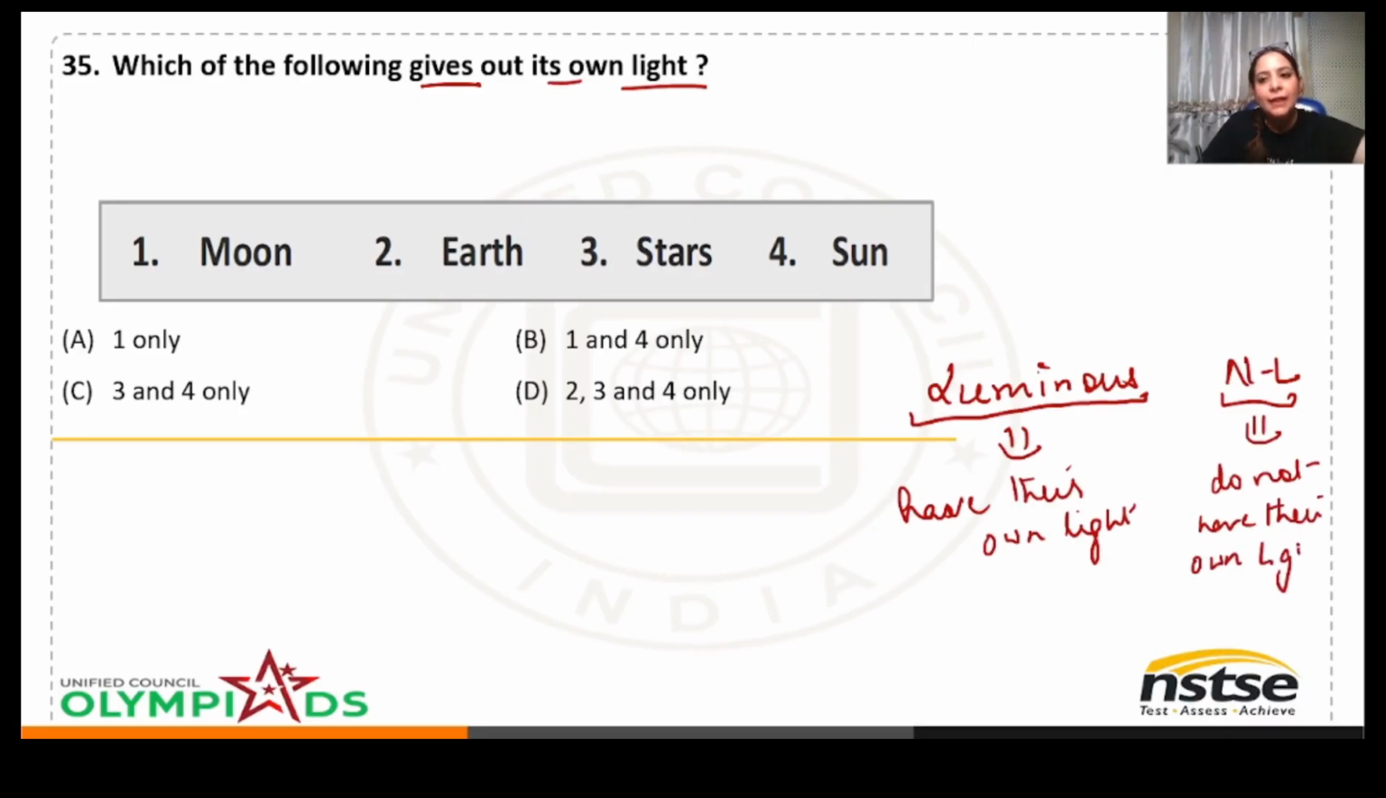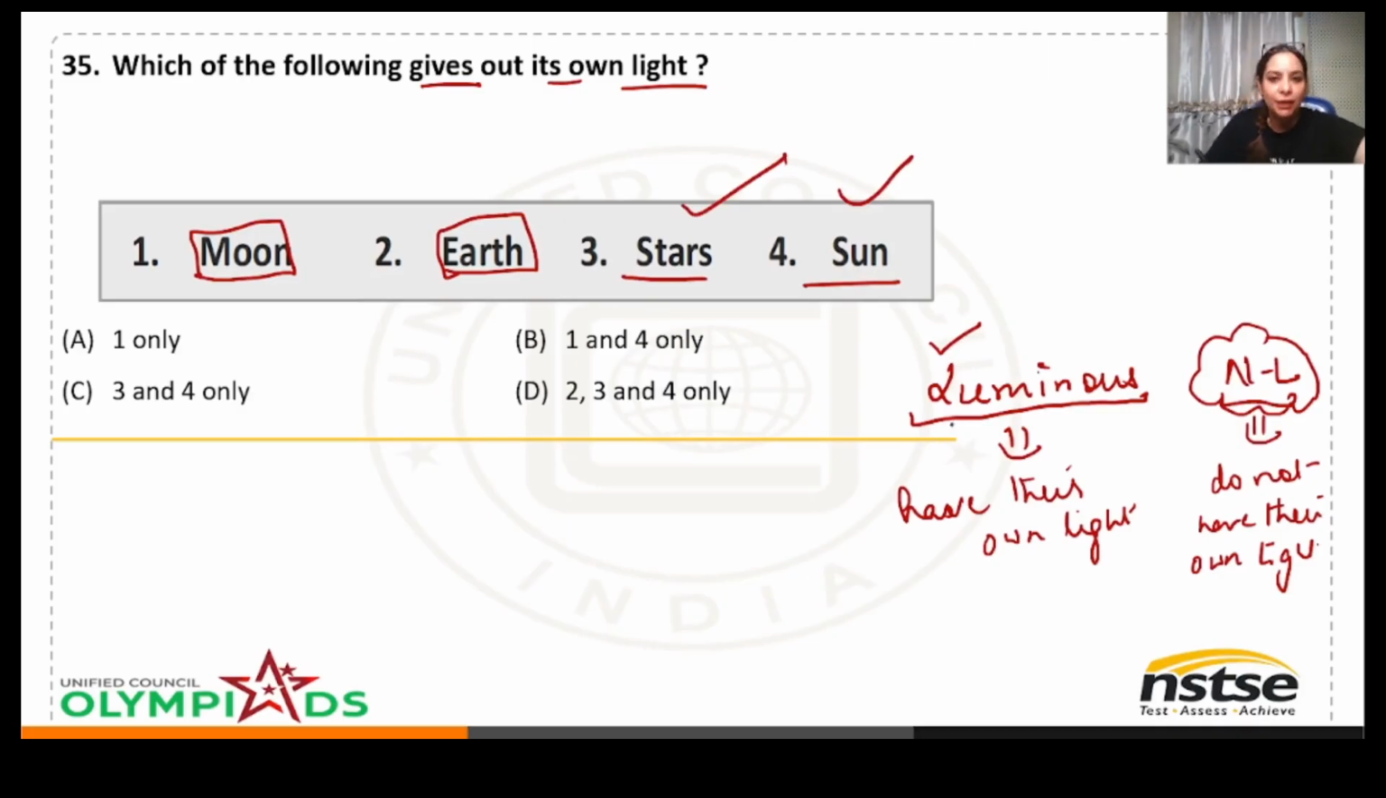Okay. For example, if I talk about this pen, do you think it can emit light? No. Can I emit light? Obviously no. Can this phone emit light? No. So all those which cannot emit light, they are called as non-luminous. And those which can emit light, they are called as luminous. So out of the given, let me tell you, moon doesn't have its own light. Earth, again no light. But stars and sun, they have their own light.